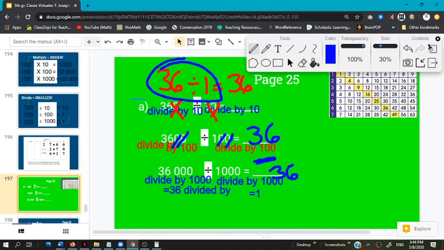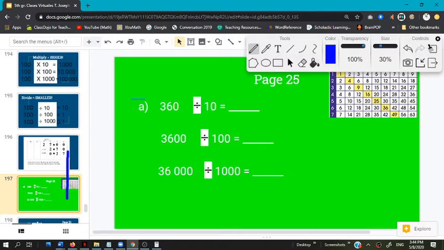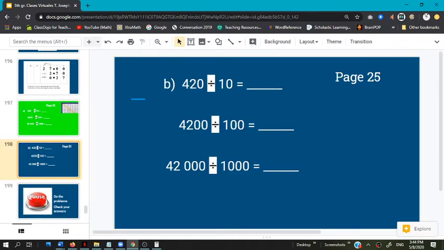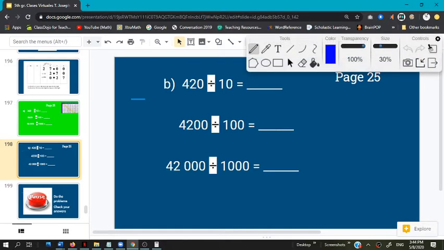Okay, let's do some more problems. Let's do letter B. Letter B says that we're going to be dividing again by 10, 100, and 1,000. Okay, this time we have 420 divided by 10. Well, just like I showed you, we're going to continue to divide the number to get it smaller so that we can just divide by 1 and make our number easier to understand. If we divide by 10 in this case, okay, 10 divided by 10 just equals 1.